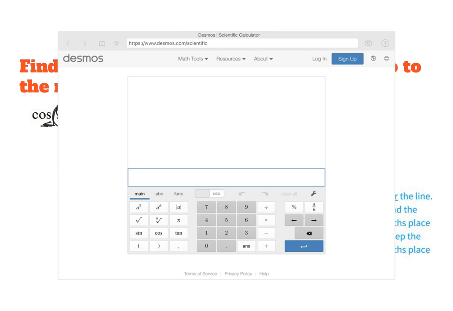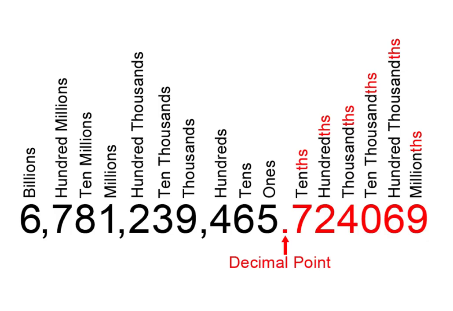In my Desmos calculator, that DEG stands for degree mode. If I were to click on it, it changes into radian, and I don't want that. Otherwise, I will get the wrong answer. So I'm going to click on cosine, 31 degrees, and my calculator is going to do all the work. Here I have a very large decimal, and that takes us to our second step where we have to round. We want to round our answer to the nearest ten-thousandth.